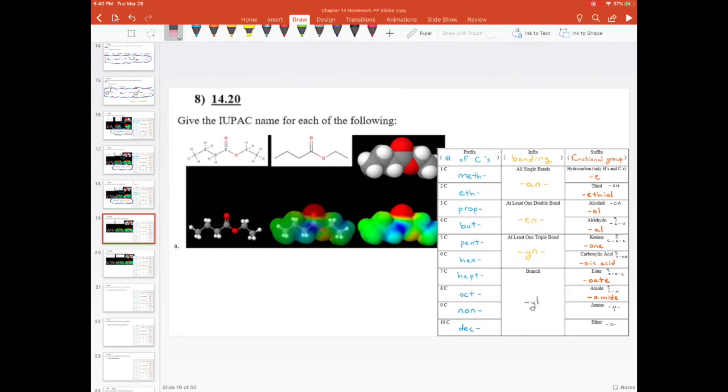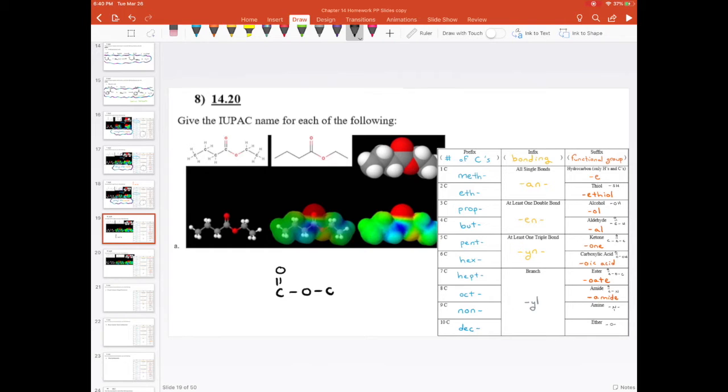In Chapter 14, Exercise 8, they give you some esters, and they want you to give the IUPAC name for them. And so in esters, you have two carbon chains, one with a double bond to oxygen, and then another one without a double bond to oxygen.